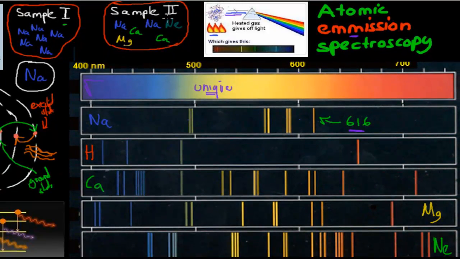Let's say we take sample 2, which has some sodium, some calcium, some magnesium, and some neon in it, right? Which basically are all the ones we have here. So we do the same thing. We put it under a flame to vaporize it, to make it excited. So here it's in its excited state. That means once it's excited, it will eventually drop back. It will release energy by dropping back into its ground state or close to its ground state. And once it does that, it emits light, right?